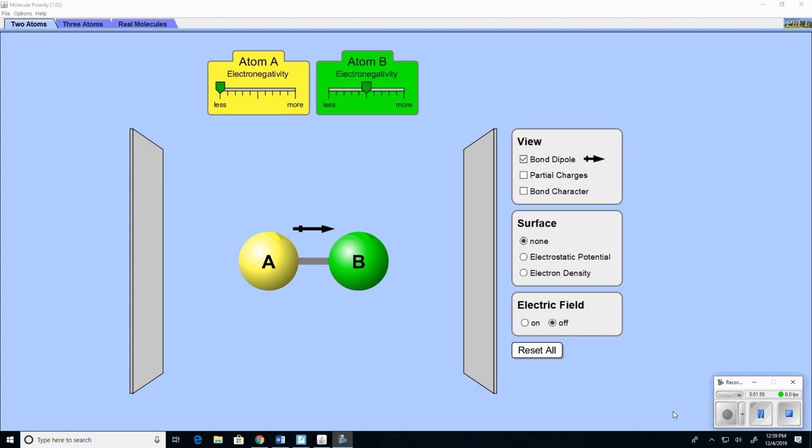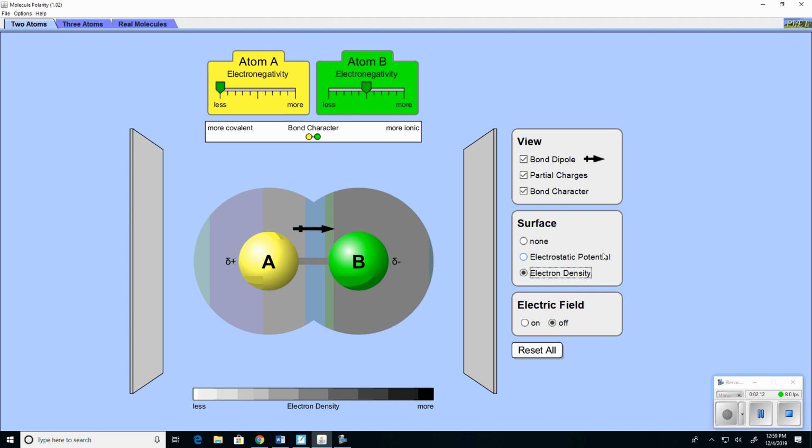Yep, we did that. On the right side of the page, be sure to check bond dipole, partial charges, and bond character. Here's bond dipole, partial charges, bond character. In the second box, make sure to check electron density. And the electric field should be on. Notice how I have a positive plate and a negative plate here. Number 2 says at the top of the screen is a gauge for electronegativity for both atoms. Set A to the lowest electronegativity and B to the highest.